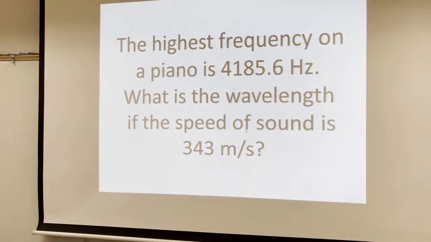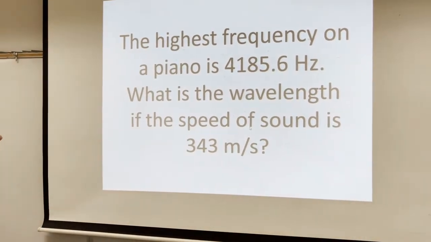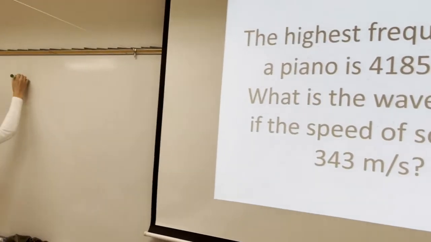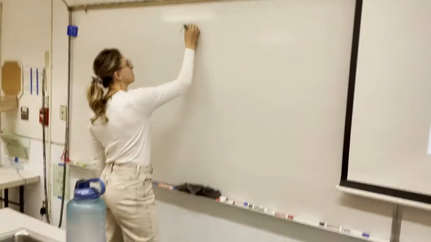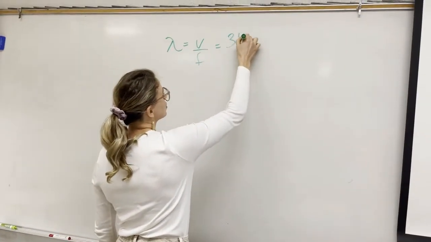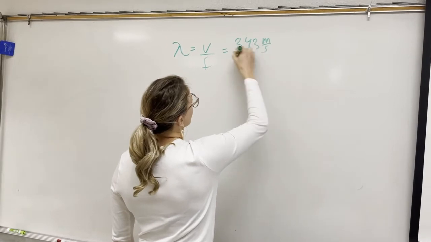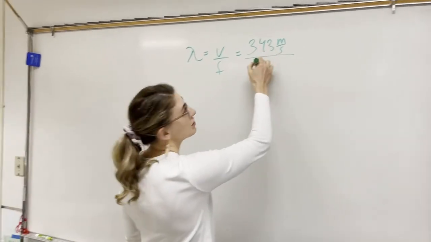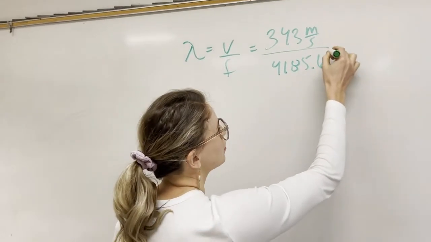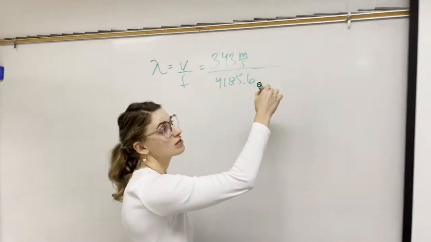So if the speed of sound is 343 meters per second, how long is that wave? What is the wavelength of the sound? Okay, so we know that wavelength equals velocity over frequency, and velocity is 343 meters per second, and that frequency was 4,185.6. That's cycles per second, hertz.